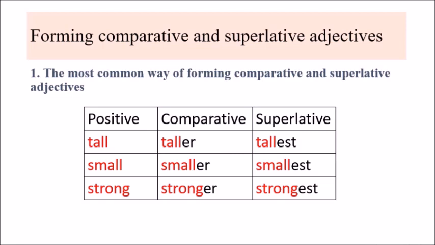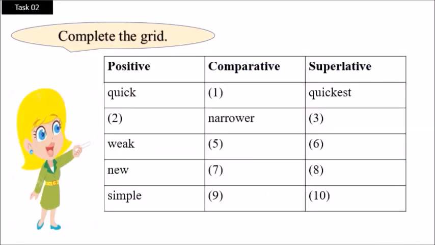Tall, taller, tallest. Small, smaller, smallest. Strong, stronger, strongest. Now children, let's do a simple task. Copy down this table and complete the grid.